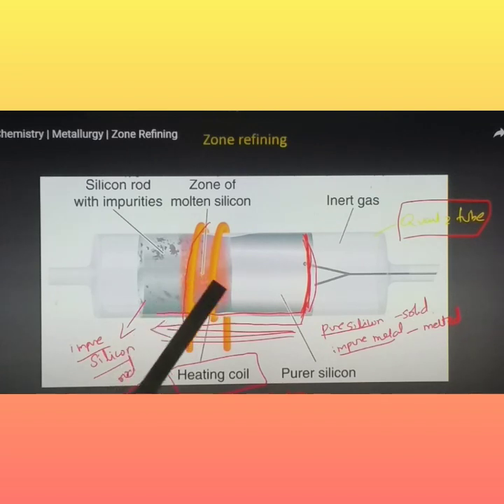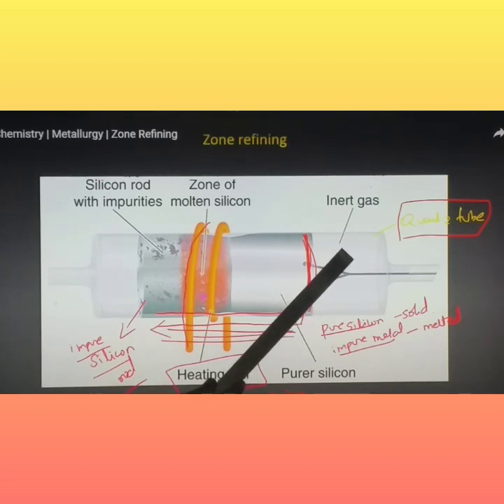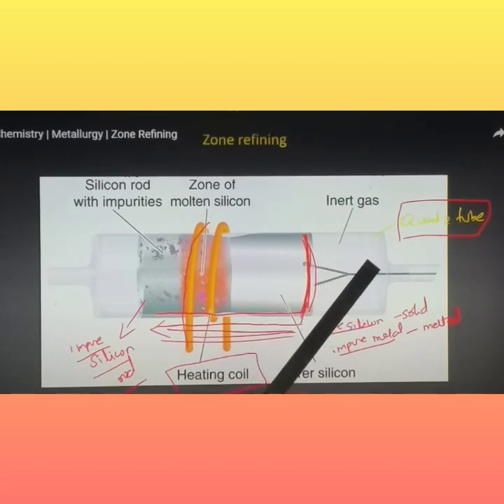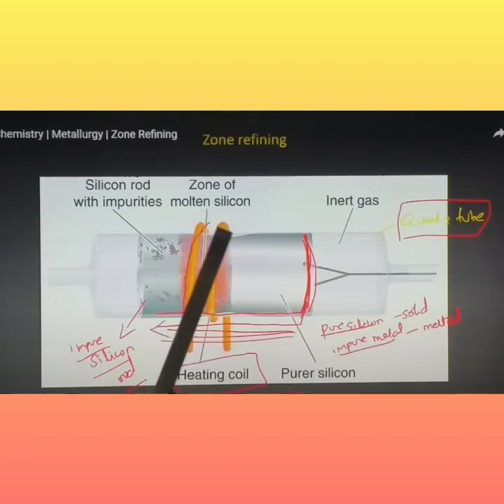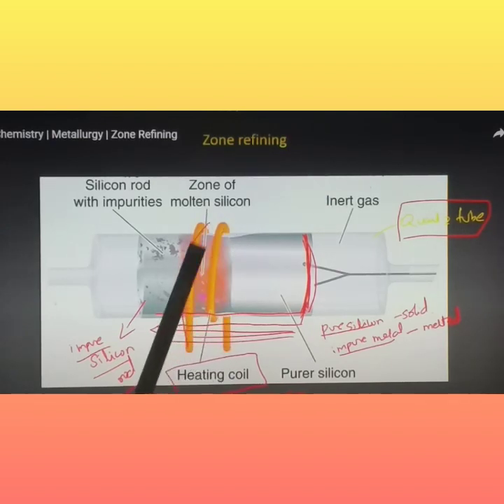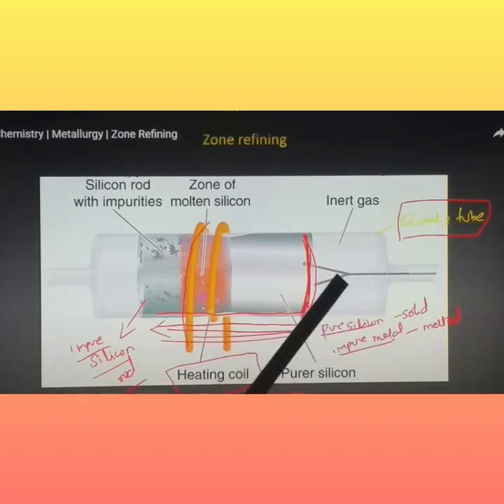We are going to refine silicon, that is impure silicon metal with some impurities present in it. First we take this mixture, silicon and impurities, on the right side. Now this is the induction coil, a circular mobile induction coil, which will be connected to the electric current. Now if you pass the electric current, this heating coil will move from the right towards the left side.